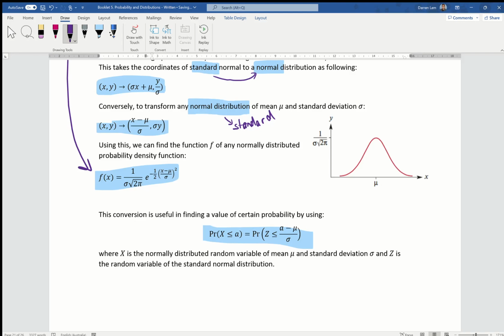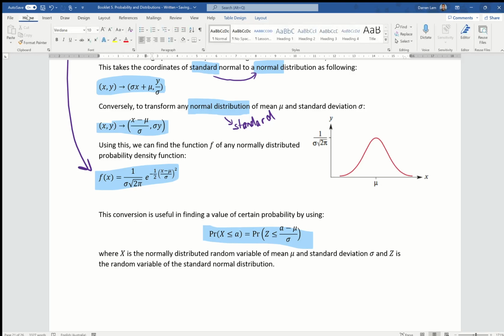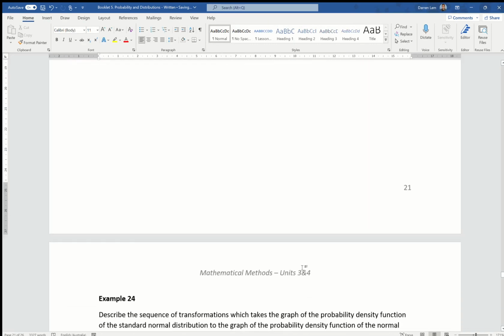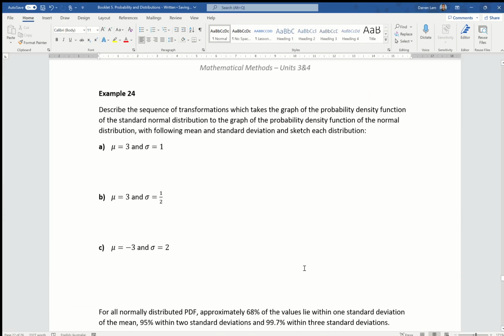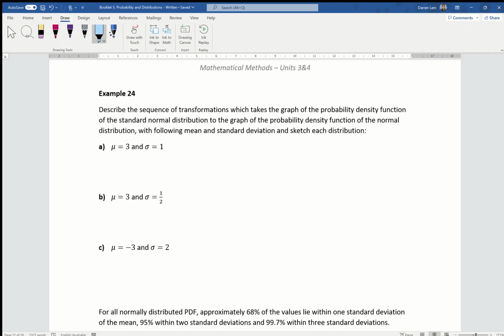Okay. Here we go. Let's move down to example 24, and this is an application of that transformation. So describe the sequence of transformations, hopefully you guys remember your stuff from chapter 3, which takes the graph of the probability density function of the standard normal distribution to the graph of the probability density function of the normal distribution. So we are going from standard to the normal, with the following mean and standard deviation, and sketch each distribution.